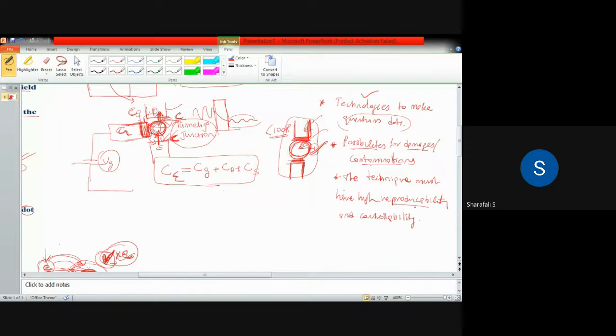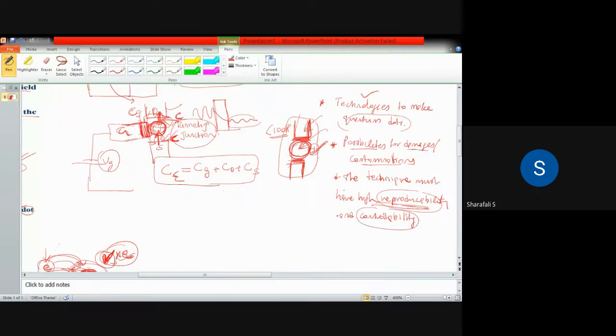So it has to be reproduced. If you make one transistor, then the next transistor also should have the same kind of shape and configurations, all those values, size and alignment. It has to be the same. So the technique must have high reproducibility, which means that if you have some technique to make one particular transistor, that is a single electron transistor, next time it also produces the same transistor. So reproducibility is important, and also controllability.